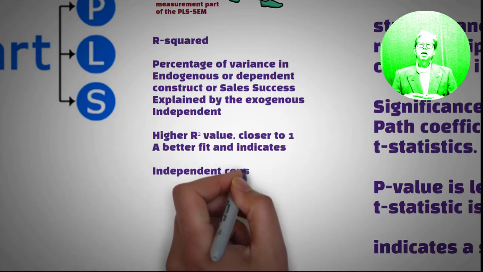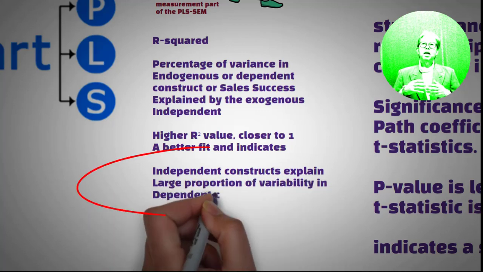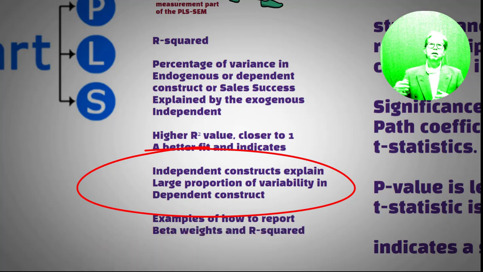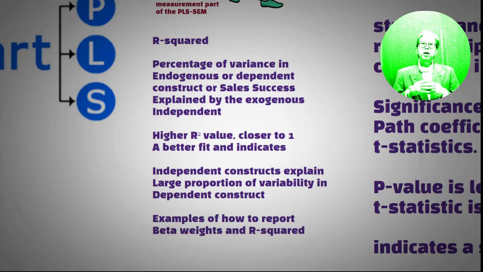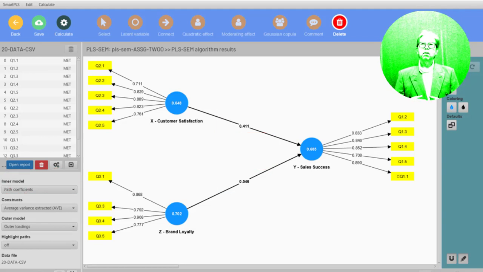A higher R-squared, close to 1, signifies a better fit, explaining a large proportion of the variability of the dependent construct. Below are some examples of how to report beta weights and R-squared in your dissertations.